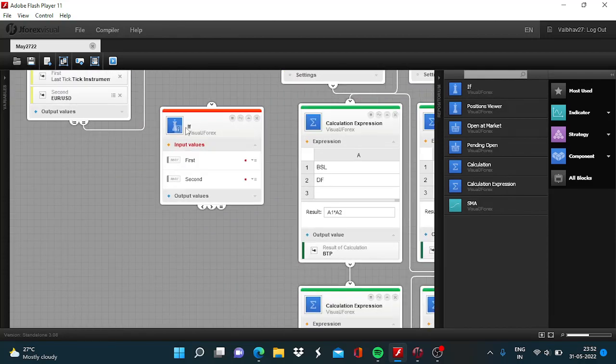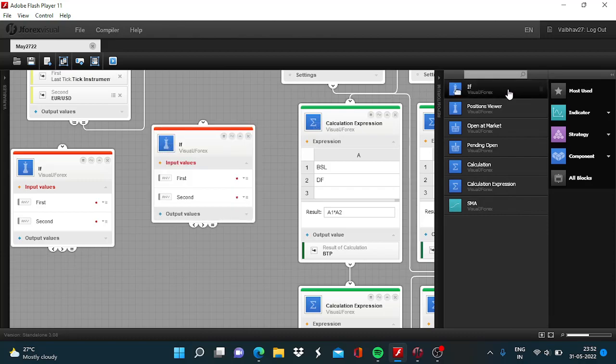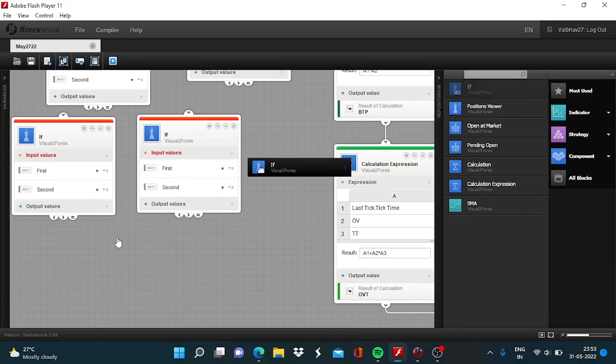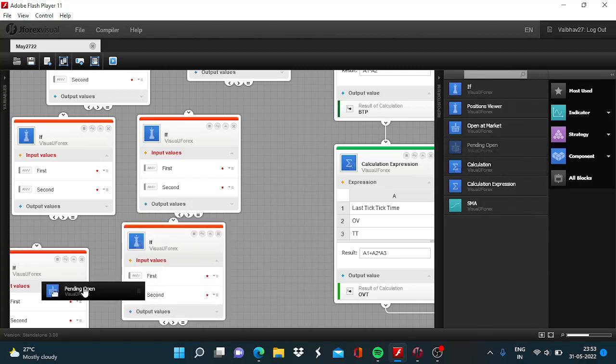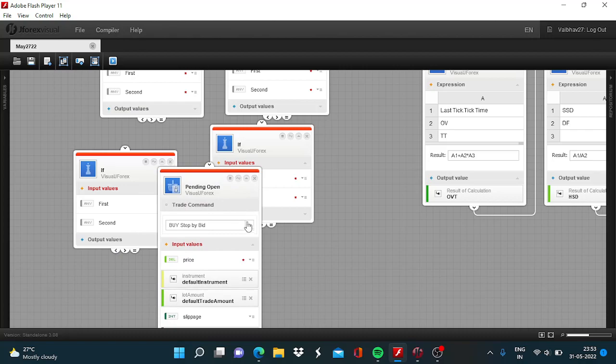We are going to need 6 of these, as the formation for the sell side needs to be symmetrical with the buy side. So this is going to be more or less the mirror image of the buy side. And after that we need pending open order block, which will be a limit order, sell limit.